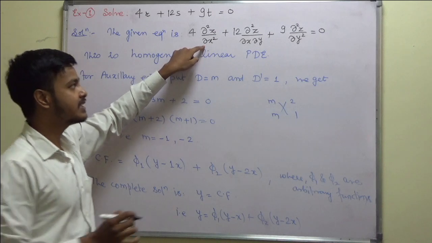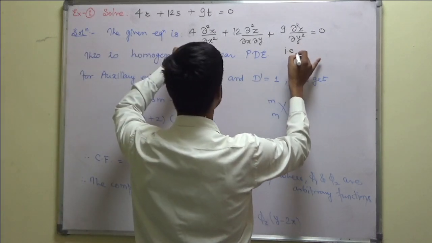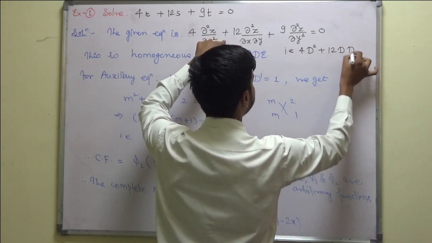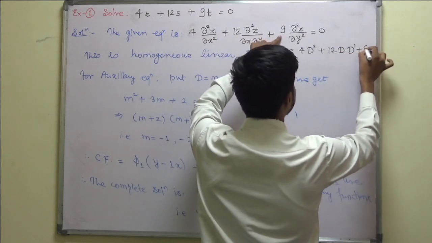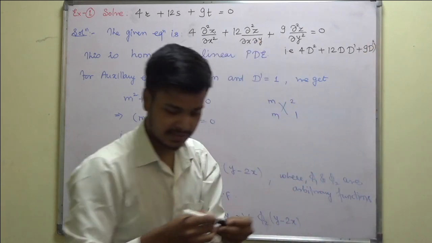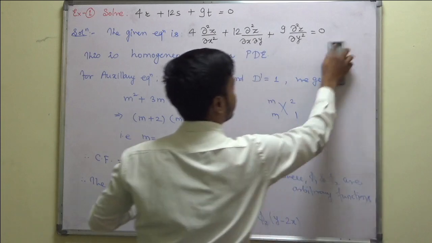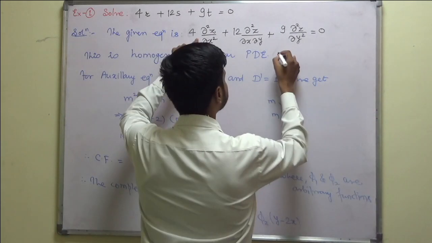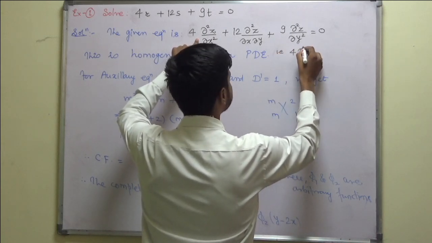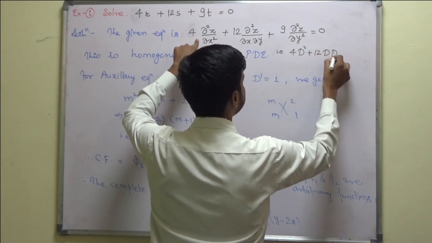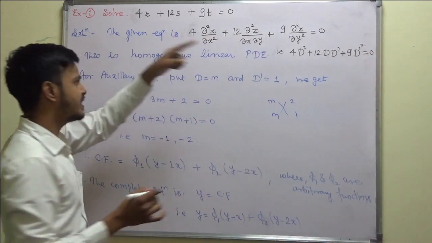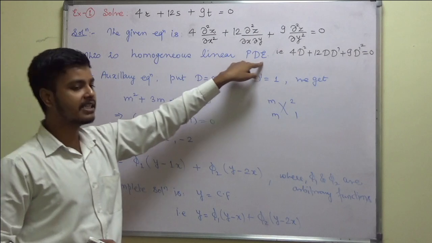Now, you know what is this? This is nothing but, I am writing here only, that is 4d square plus 12d d dash plus 9d dash square. Give me a space, I will write it properly. That is 4d square plus 12d d dash plus 9d dash square equal to 0. And what is this? This is nothing but the homogeneous linear PDE.